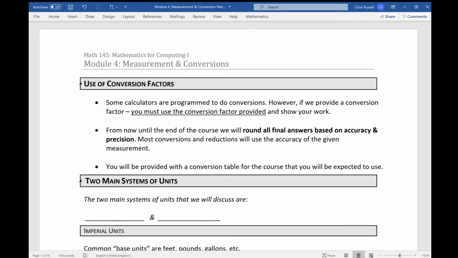Today, we'll be looking at measurements and conversions. Let's start with this example. Let's say we wanted to convert 5 kilometers to miles, or 5 kilometers to meters, or 100 kilometers per hour to miles per hour, or to meters per second.